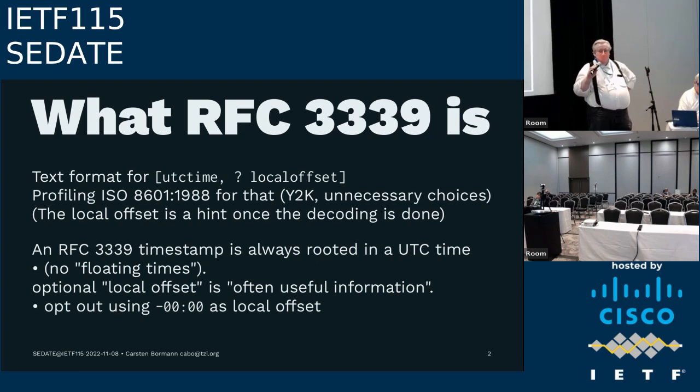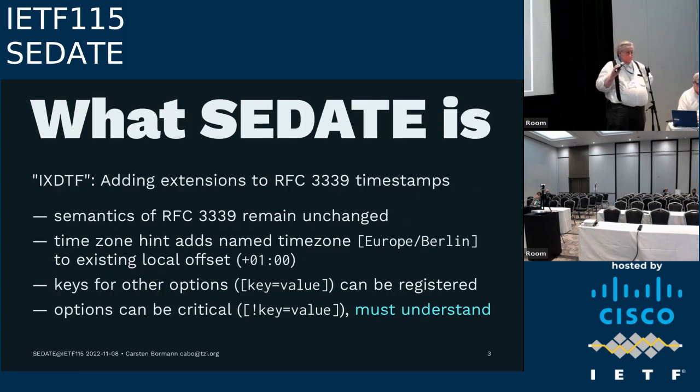So how do you indicate that you are not providing a local offset when you're generating an RFC 3339 timestamp? You use -00:00 as your local offset. So that is going to be important in the next few slides. Next slide, please. So what SEDATE actually does is extending 3339 timestamps.